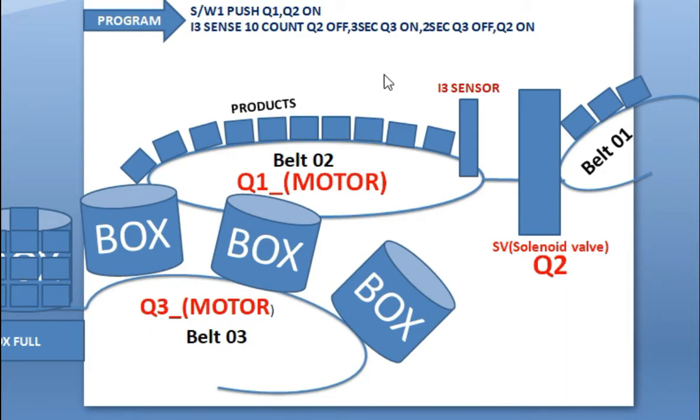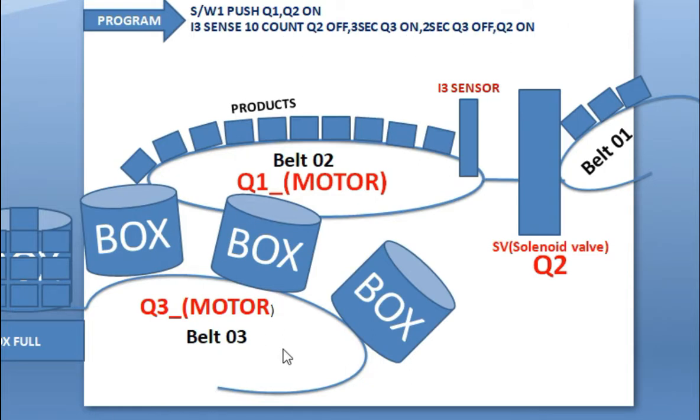Now the 3 seconds is dependent on your factory, in your factory of any kind. So friends, after 3 seconds, Q3 on. In the 3 seconds, all products come into this box, and it will pass. After 3 seconds, Q3 will be off. This is the processing of your products from the process here, and after 2 seconds Q3 will be off.